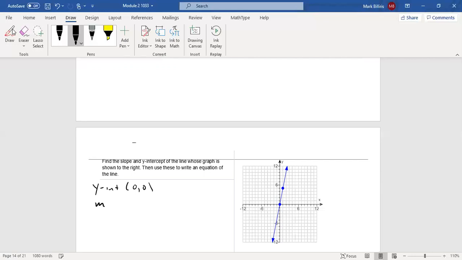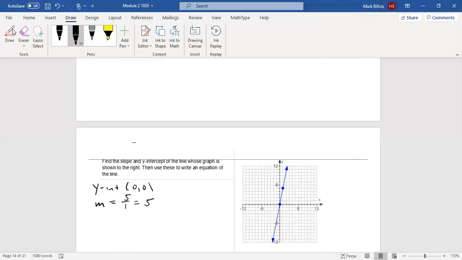So our slope, to move from our y-intercept, we move up 5 and to the right 1. So up 5 and to the right 1. Remember, when we're expressing our slope, if our denominator is 1, we're just going to write it as an integer. So in this case, 5.